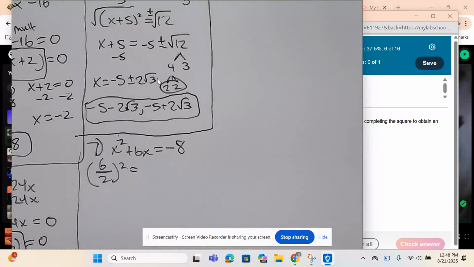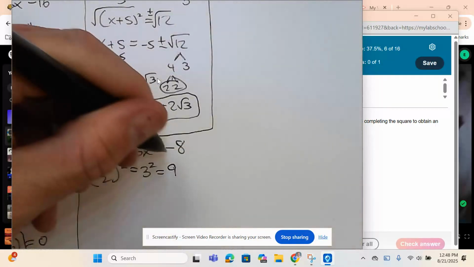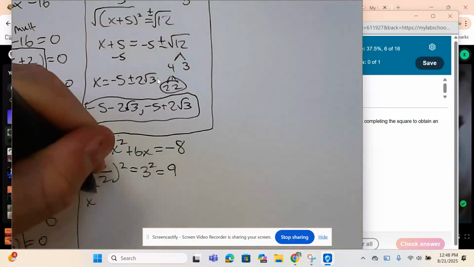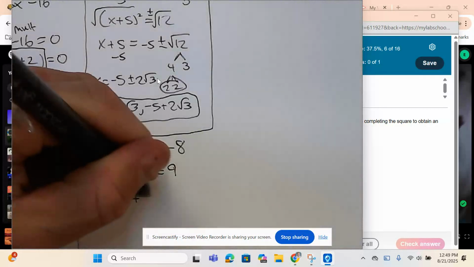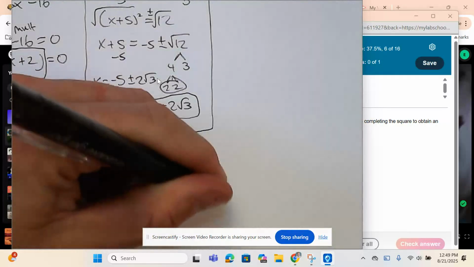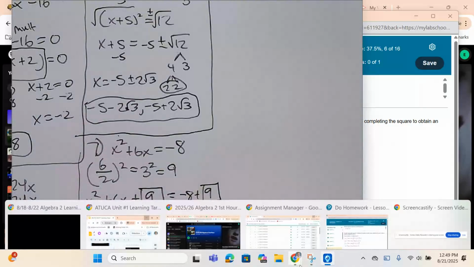So what's 6 divided by 2? 3. 3 squared is 9. Okay? So you're going to do that. Let's figure out that value. And once you figure out that value, you're going to add it to both sides. And I'm going to pause after this. So this is the first step here, wanting to know which value you're adding to both sides, which is 9.